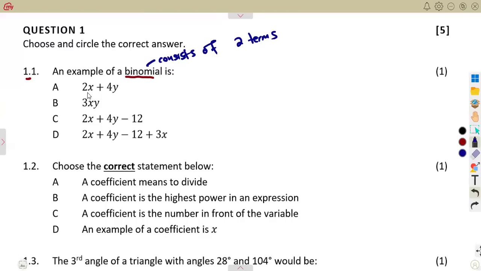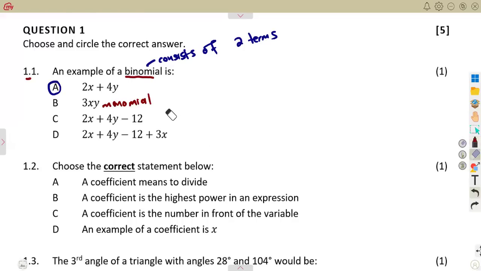If we check the first one, that's 1, 2. There are two terms there. So this is the one that we are referring to as a binomial. B, there's only one term. It's only a single term. This one, 3xy, is a single term. So what is it that you're considering there? That is a monomial, like that.